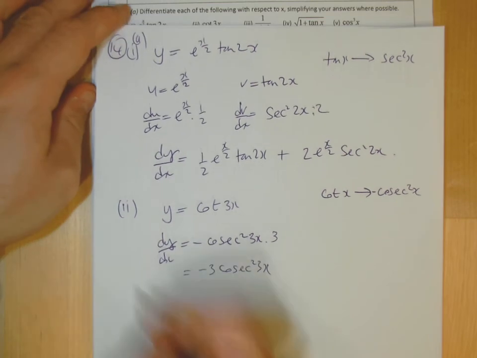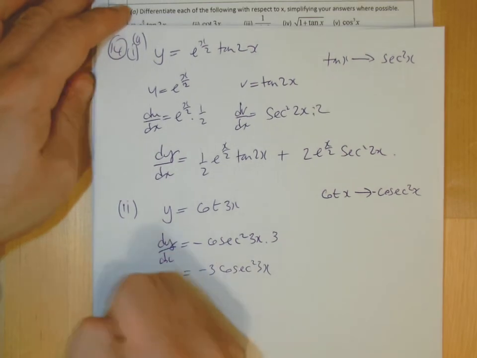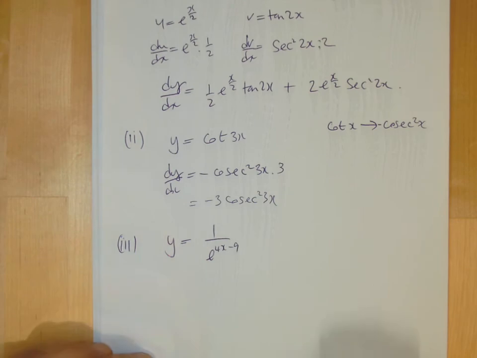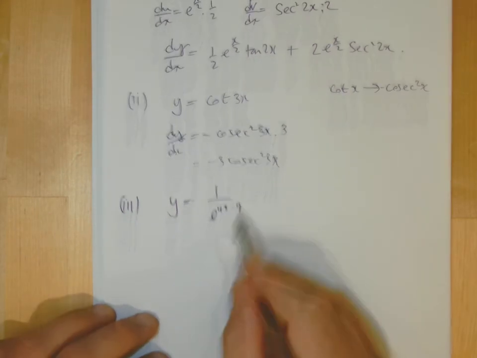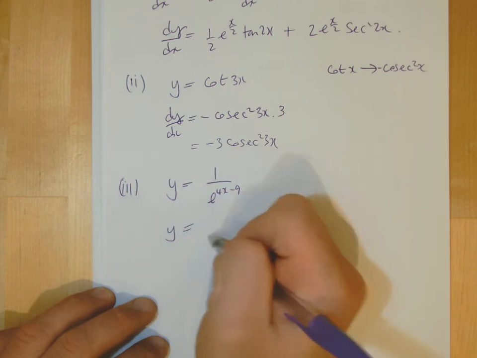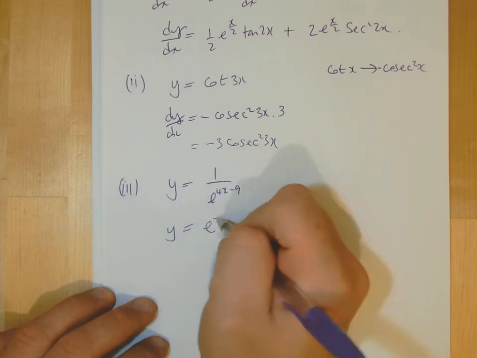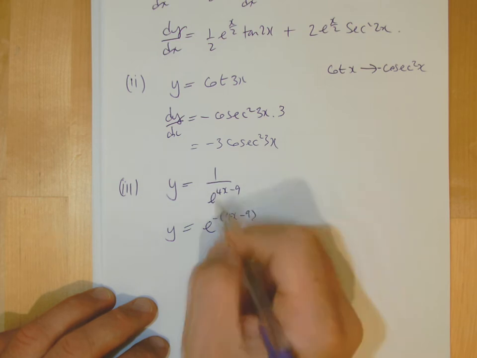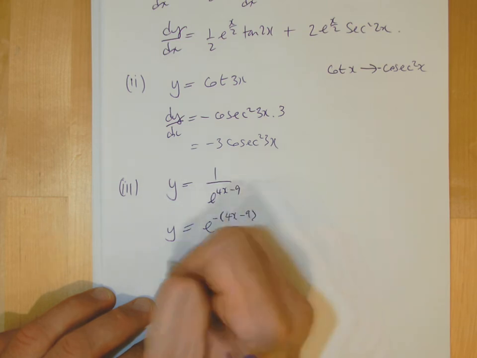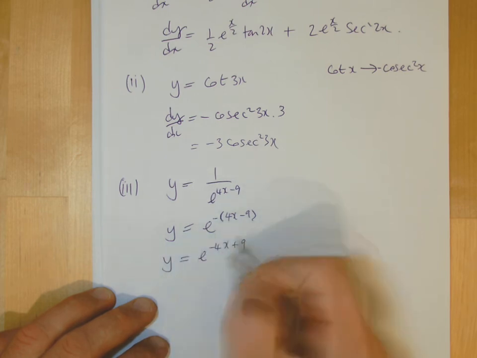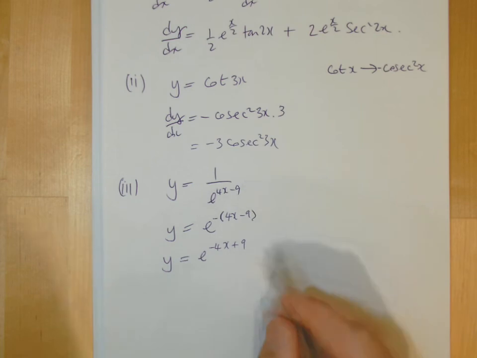Right, part 3, y equals 1 over e to the power 4x minus 9. Remember, when things are on the bottom, you can't differentiate like this, you've got to take it up. Okay, so when you take it up, everything on the bottom becomes minus. So in effect, you could write that as e to the minus bracket 4x minus 9, because you take it up, you change the sign of it. And then that would simplify to be e to the minus 4x plus 9, right? So you could have done that straight away, but you just change the signs there.